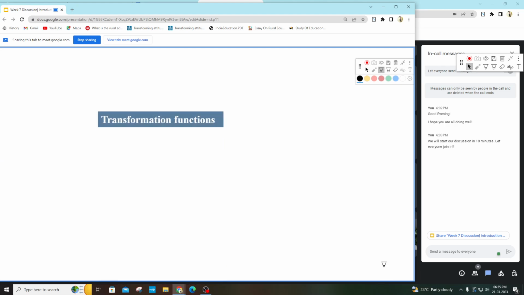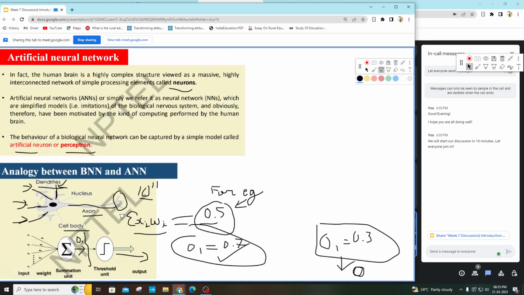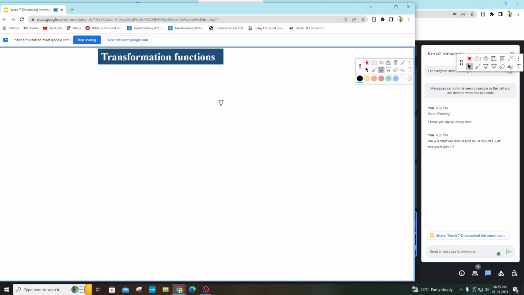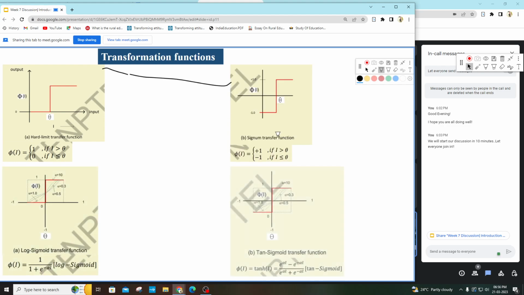Okay. So now we have the transformation function. Here I have told you about the threshold unit. Similar to the threshold unit, there are other neurons also. In place of the threshold unit, there is some transfer function, or transformation function, also known as activation function. So these are the four popular activation functions.